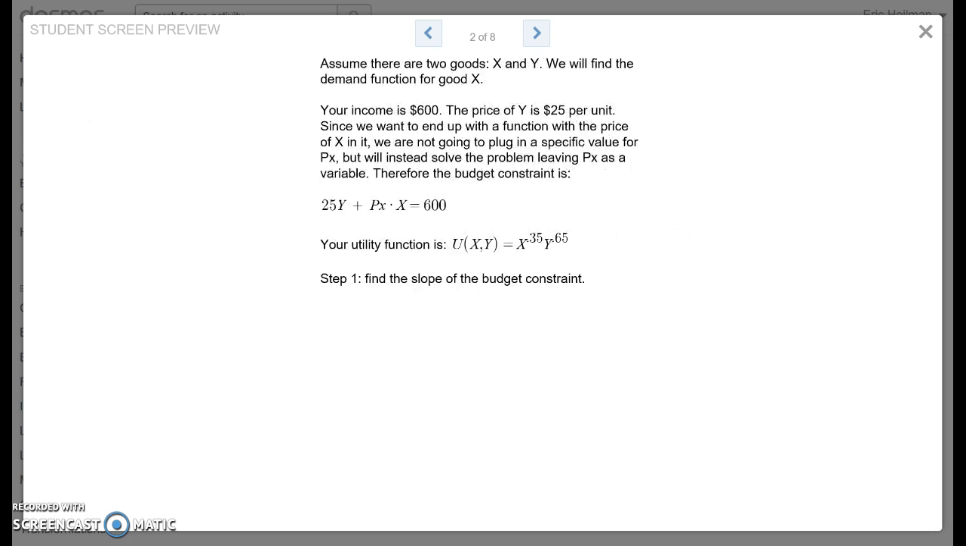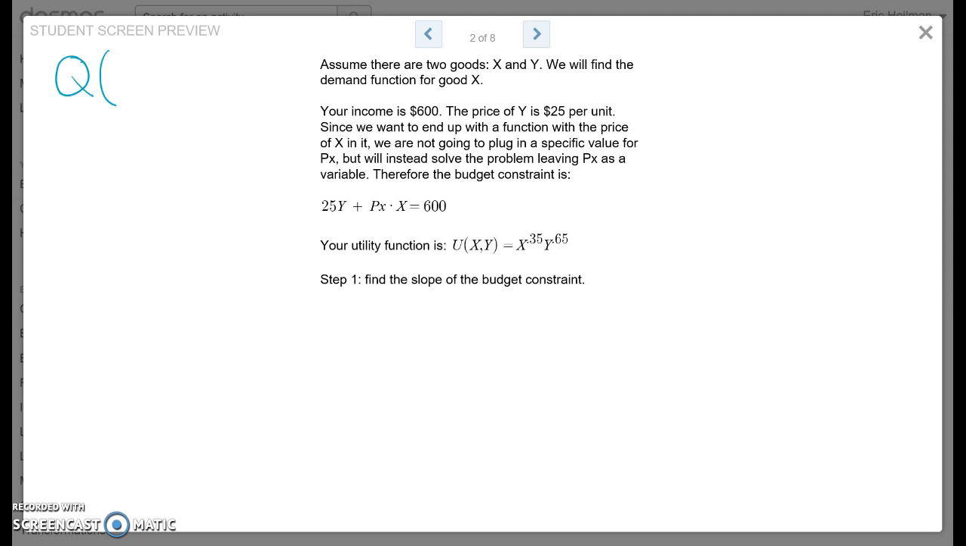Okay, so here's the example. Assume that there are two goods, X and Y. Our goal is to find the demand function for good X. So in the end, what we want is an equation that is a function of the price of X. So we want the quantity of good X, and then the equation is going to be involving PX.